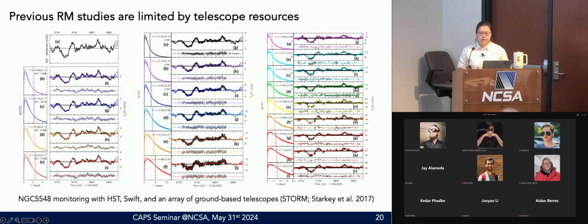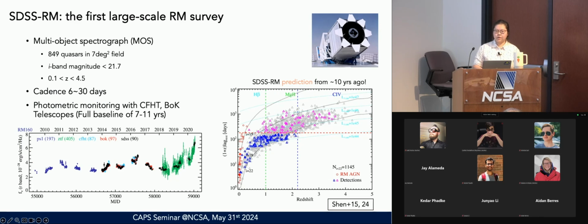So even though RM can be very useful, prior to the use of multi-object spectrographs in RM, there were only a few dozen RM AGN in total. So SDSS-RM is one of the first large-scale RM surveys. It started to use a multi-object spectrograph for RM.